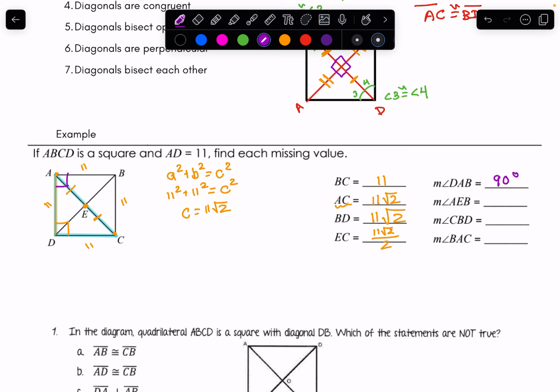AEB is 90 degrees because we know that the diagonals are perpendicular. CBD is going to be 45 degrees because we have bisected angles. So these two have to add up to 90. So x will give us 45. And then finally we have BAC, which is again going to be the same thing, 45 degrees.